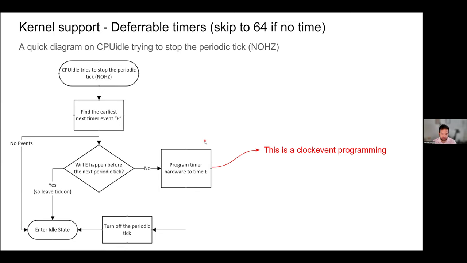And I wanted to skip these slides, but I think we're doing good on time, so let me go over this. So this is a quick diagram on how the scheduling clock interrupt is stopped. So the scheduling clock interrupt, if it goes off in idle a lot, then that wastes power. So there is a mechanism to turn it off. It's called no hertz. So when a CPU enters idle and the CPU idle governor decides that I want to stop the scheduling clock interrupt now, the no hertz code first sees if there is any timer event that is pending that is about to go off before the next scheduling clock interrupt, the next periodic tick goes off.